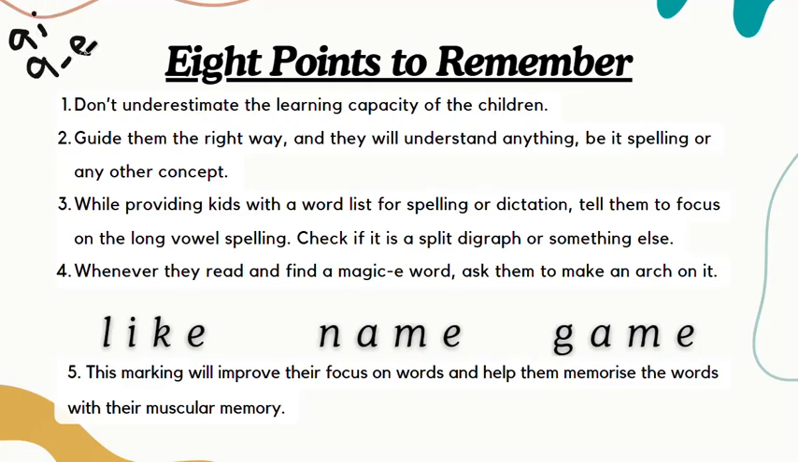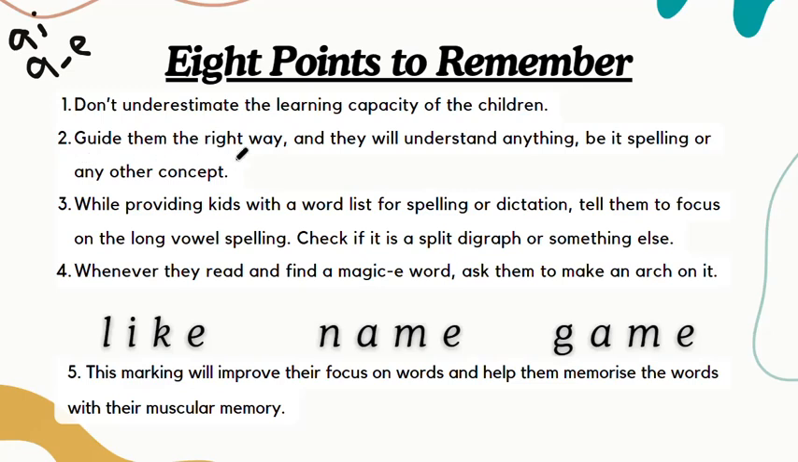Okay, so the first thing to remember, don't underestimate the learning capacity of your children. They do not have hay or straw in their brain. They can understand things if you give them logic, and they also have their memory to memorize things. Whether you tell them to memorize or not, if they look at something, it becomes part of their brain automatically. The first point to remember, don't underestimate the learning capacity of your children.